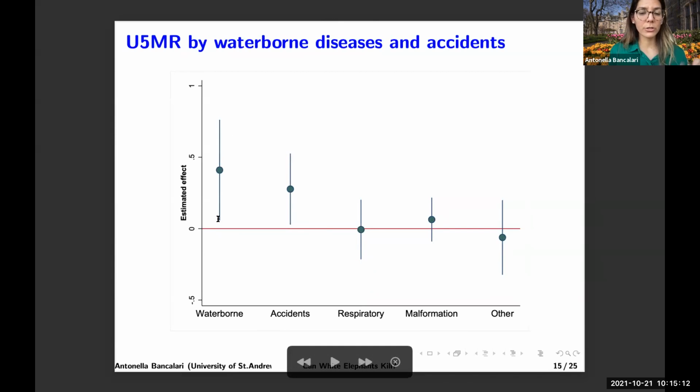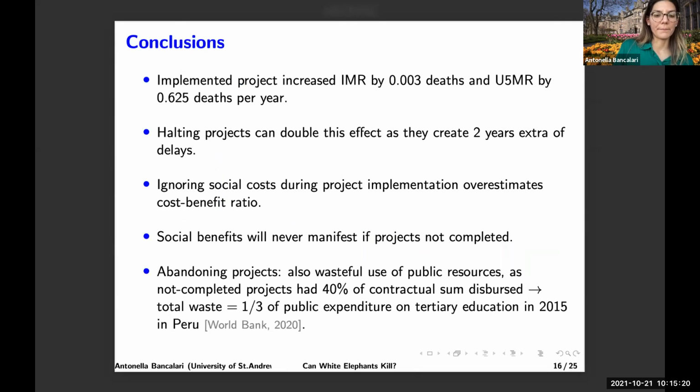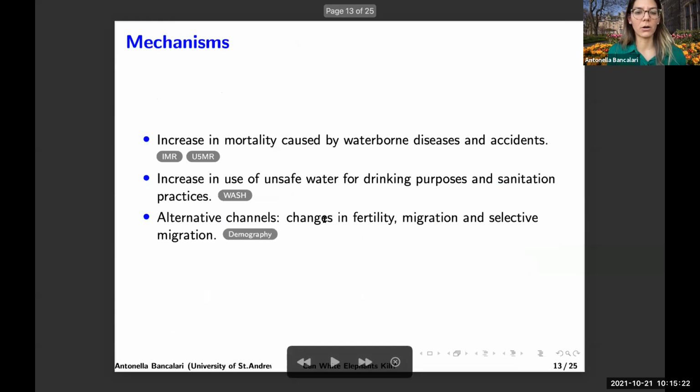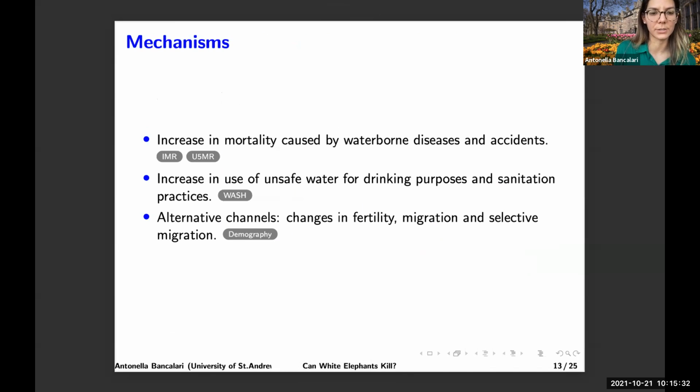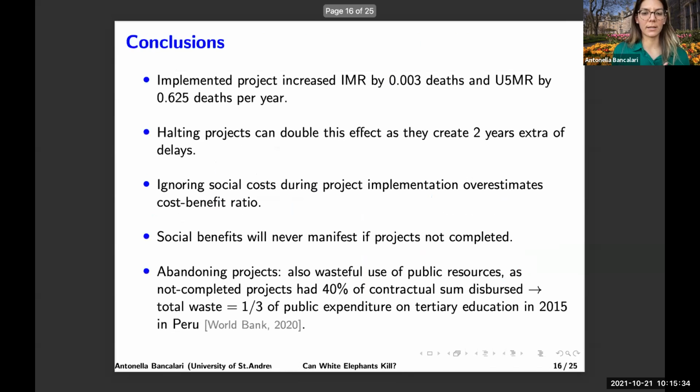So other types of mechanisms that are taking place here is that there are water cuts and people are forced to rely on unsafe sources of drinking water, as well as affecting their sanitation practices. So this is also explaining why infant mortality is increasing in these districts. And I also test alternative channels and none of them hold.